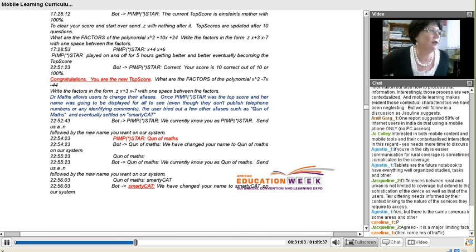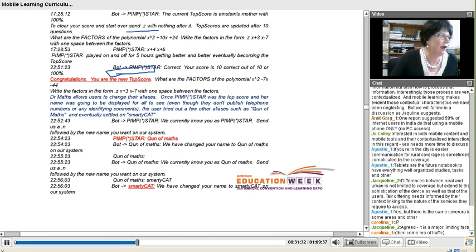Here is an example of what Dr. Math did. This is a bot, and you'll see that this young lady with the name of Pimpstar, and I can only assume she calls herself Pimpstar because there was no one to help her, is asking for help. And so the factors of the polynomial, this is a little bit of a game that they play online, and she's supposed to solve the polynomials. Now she's getting this wrong, but she plays on and off for 5 hours. We managed to get a child from rural Africa to do 5 hours of math.